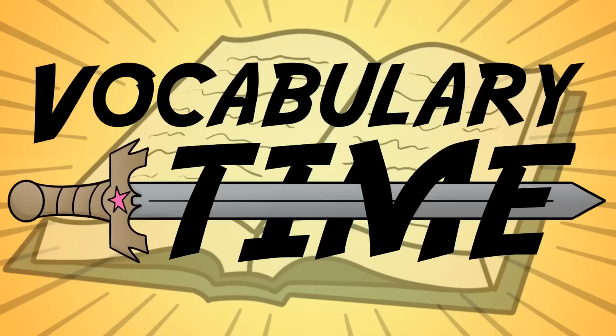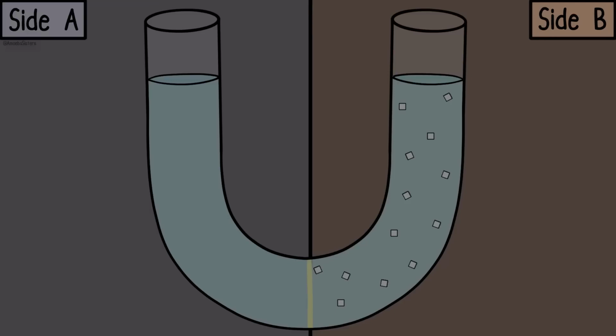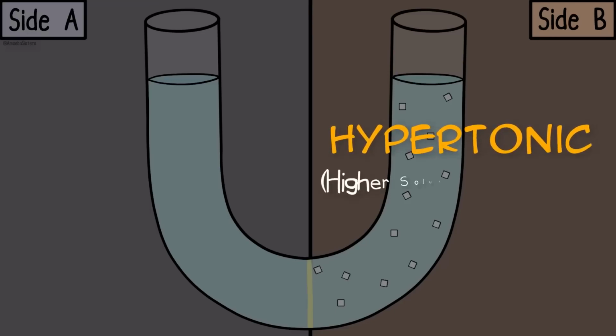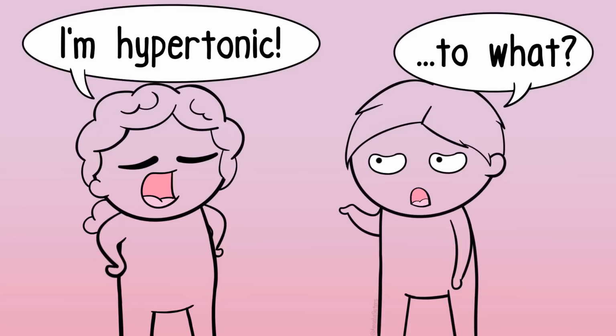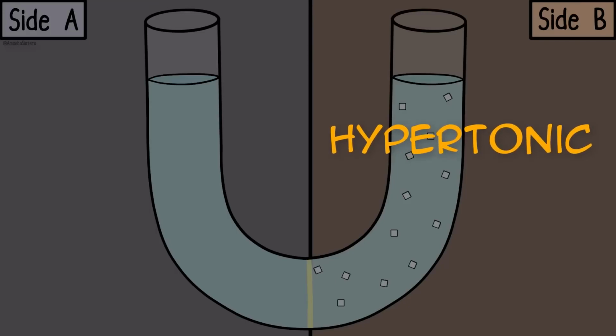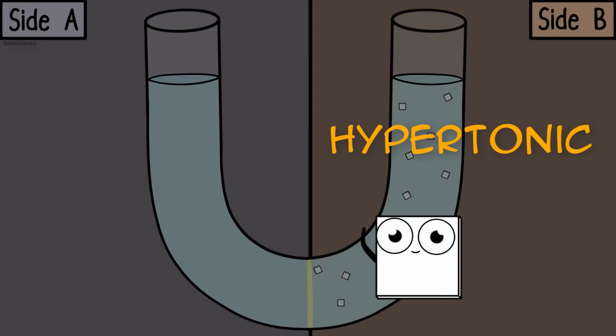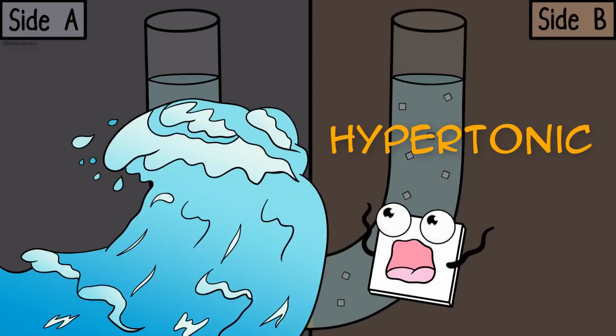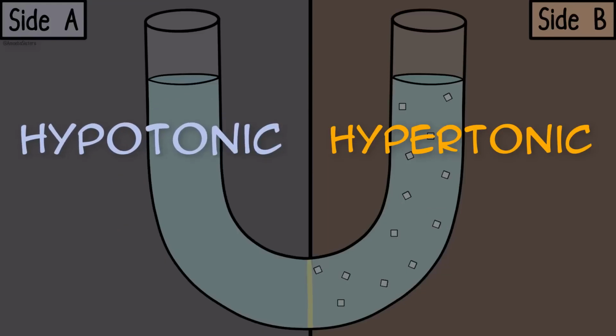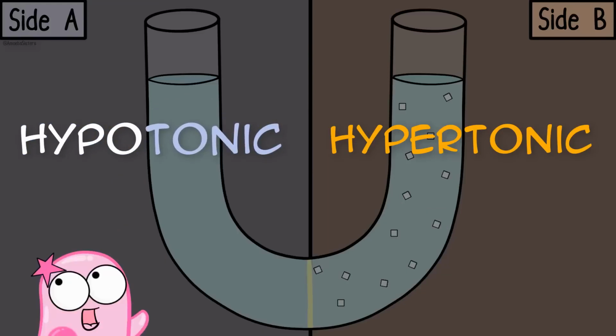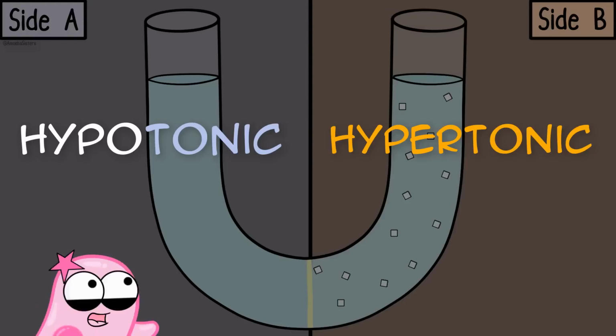Now here's some vocabulary to add in here. We call side B hypertonic. That means higher solute concentration. But we can't just say something is hypertonic without comparing it to something else. We say side B is hypertonic to side A because it has a higher solute concentration than side A. In osmosis, water moves to the hypertonic side. We say side A is hypotonic. Hypo rhymes with low, which helps me remember that it's the low solute concentration when compared to side B.